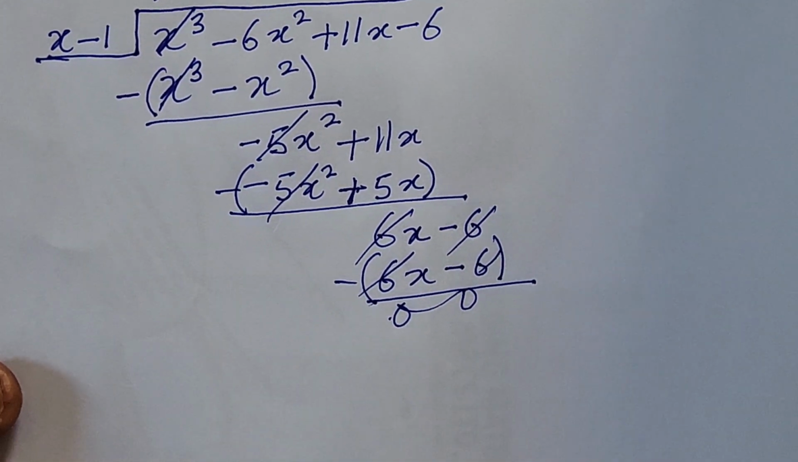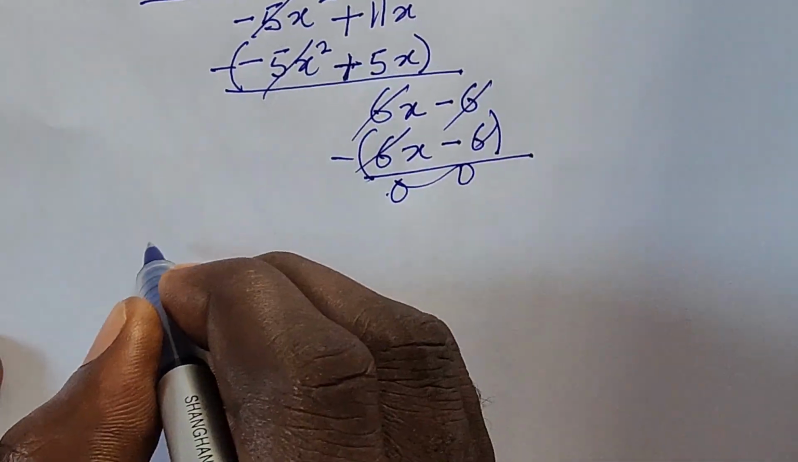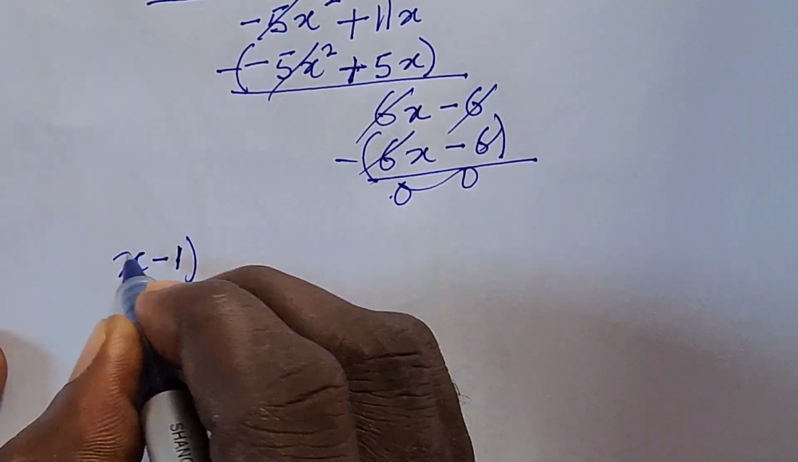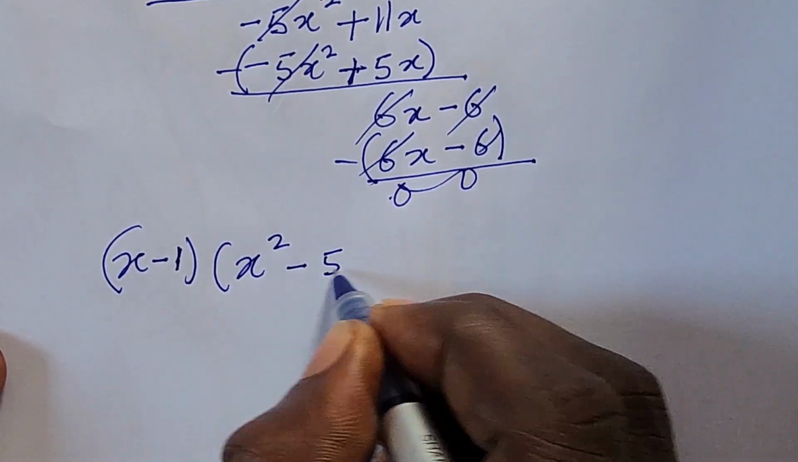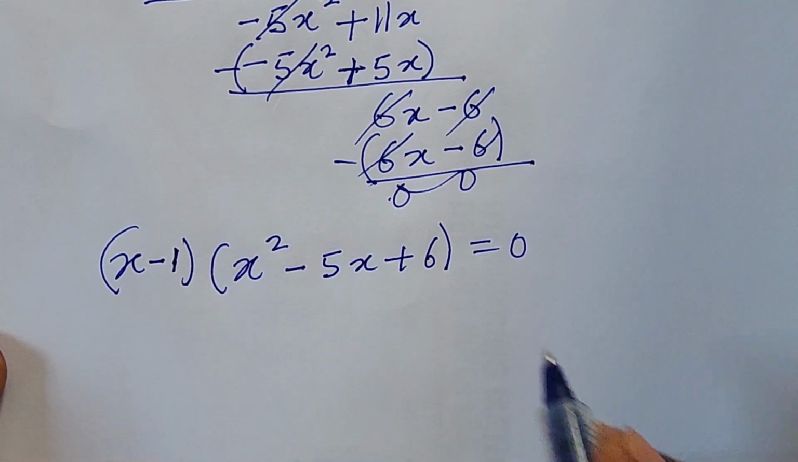So at the point where we have 0, 0, we take our answer here. From here, we're going to have x minus 1 as the first factor, multiplying our quadratic equation, x squared minus 5x plus 6, everything equal to 0.